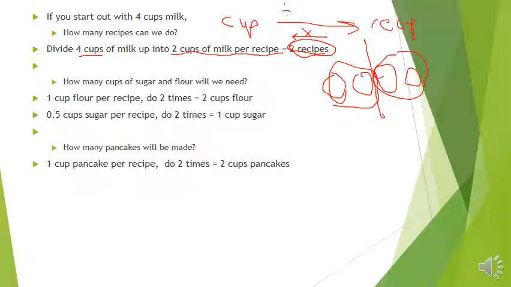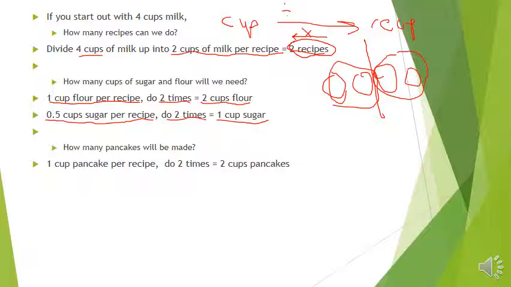All right. So I need 1 cup of flour per recipe, and I'm going to do it 2 times. So I need 2 cups of flour. The recipe says I have 0.5 cups of sugar per recipe, and I need to do that 2 times. So 1 cup of sugar.